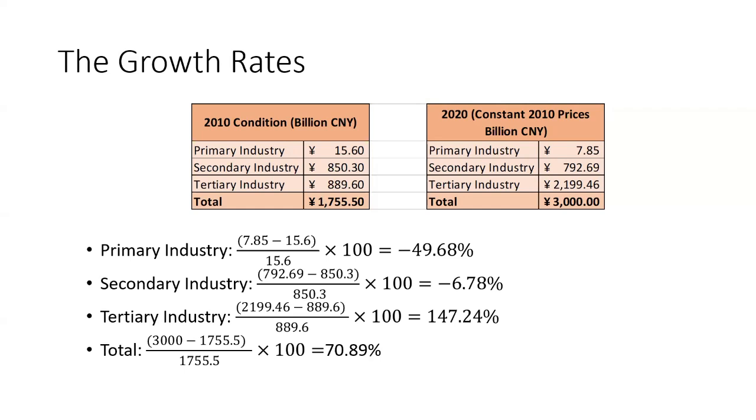The primary and secondary industries experienced declines of 49.68% and 6.78% respectively. However, the tertiary industries saw a significant increase of 147.24%, leading to an overall growth of 70.89% in the regional economy.